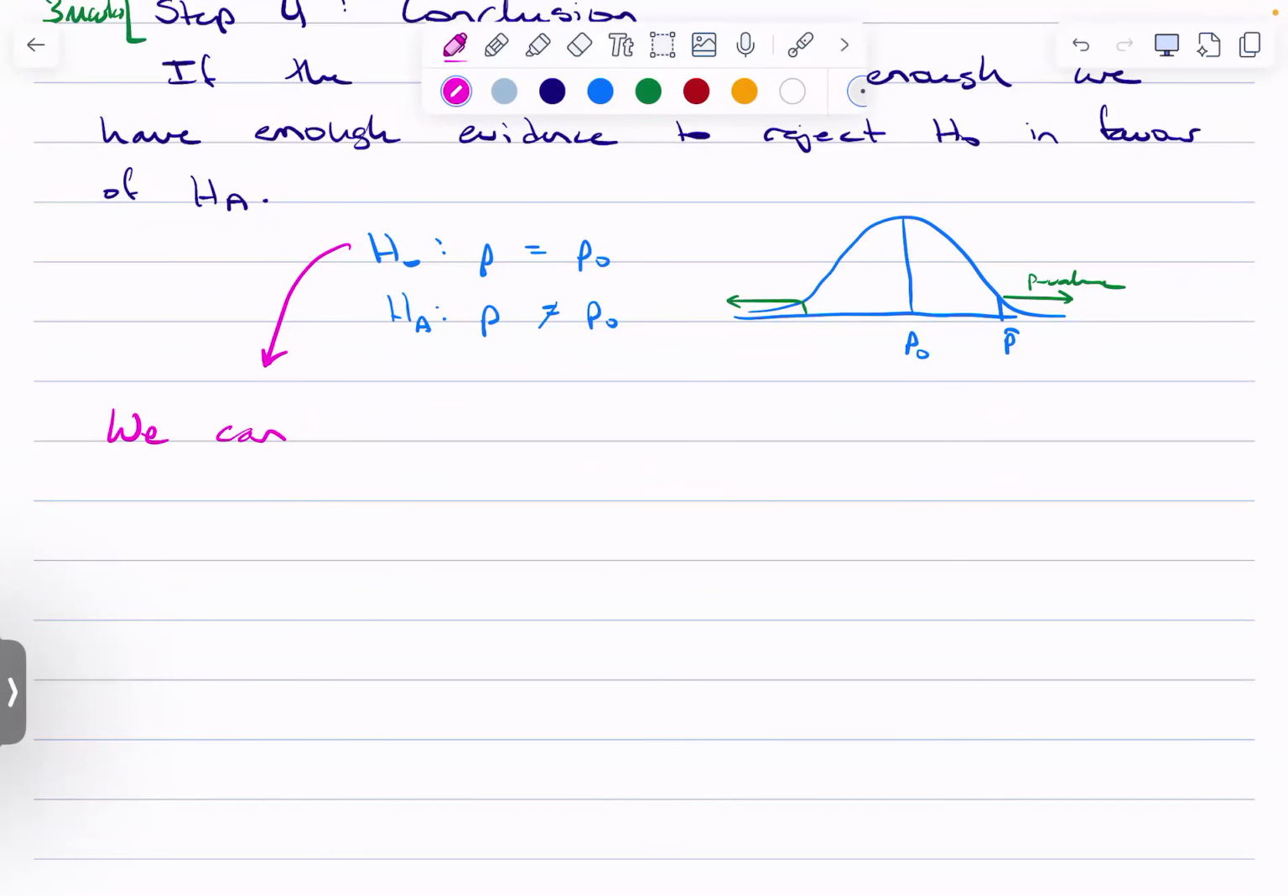We can think of the P value as the probability that H naught is true. I don't want you to say it like this, but we can think of it that way.